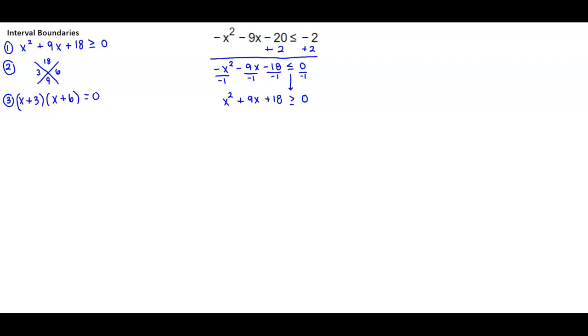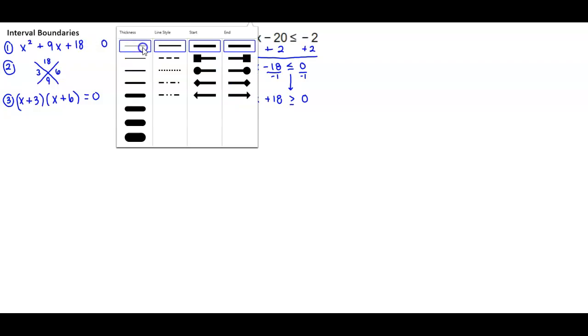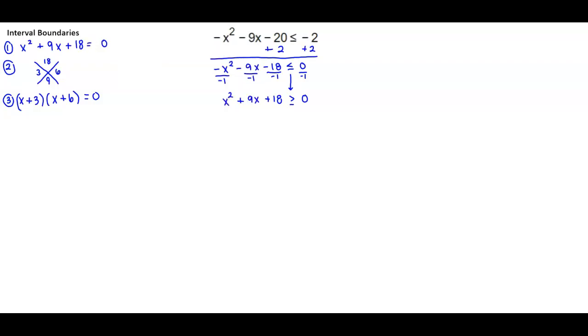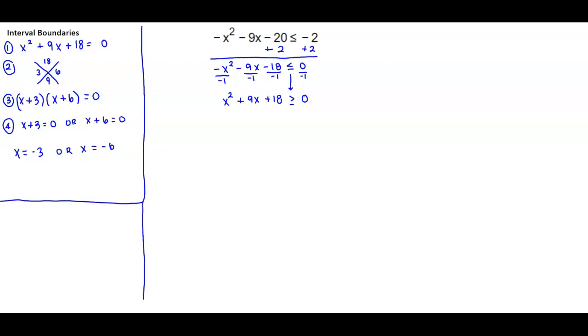Now again, coming back up here, this should be an equal sign because we're just trying to factor this to find the interval points. Sorry, the interval boundaries, excuse me. And so now, using the zero factor property, we have x plus 3 equals 0, or x plus 6 equals 0. And so therefore, x is going to equal negative 3, or x is going to equal negative 6. So now we have determined our interval boundaries.